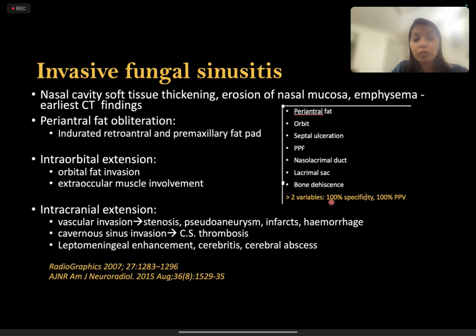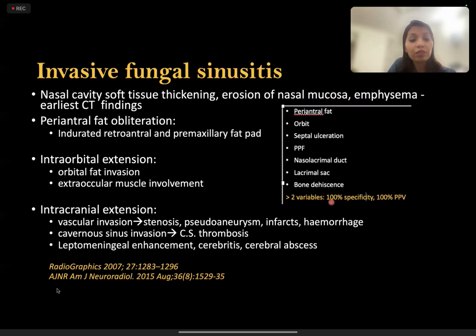They may have intraorbital extension, extraocular muscle involvement, and of course, intracranial extension can be in the form of cavernous sinus thrombosis. And I'll show you a case of cavernous sinus thrombosis in a bit. They can have vascular invasion in the form of carotid stenosis, pseudoaneurysm, infarcts and hemorrhage, and they can have leptomeningeal enhancement, cerebritis, cerebral abscess, and so on.